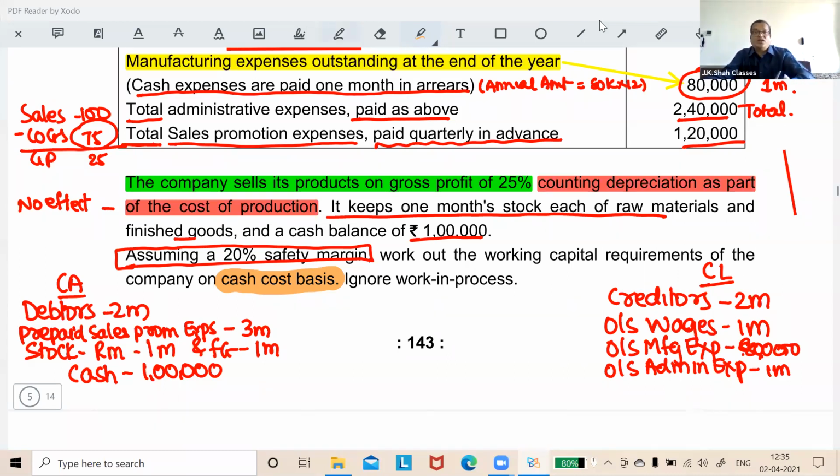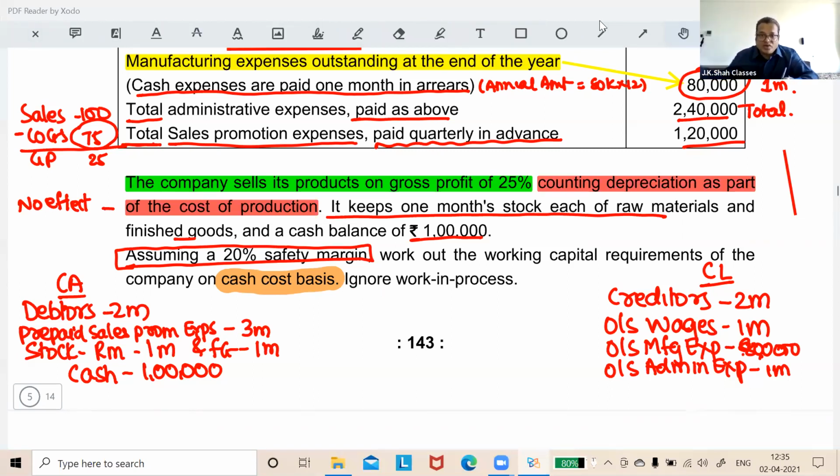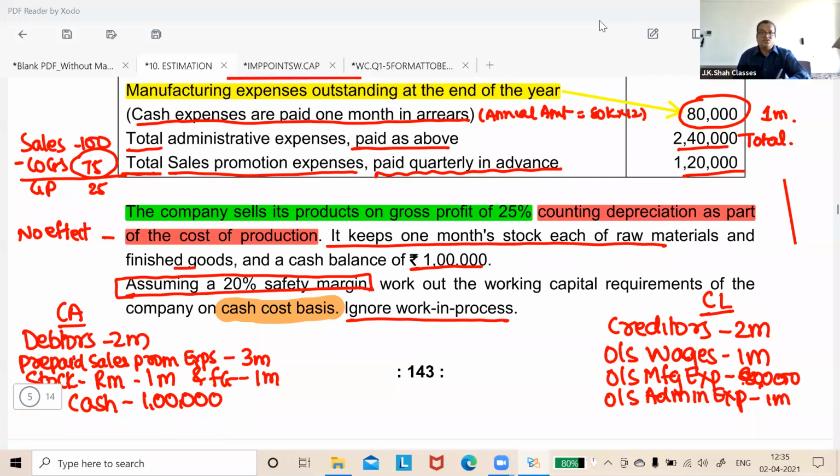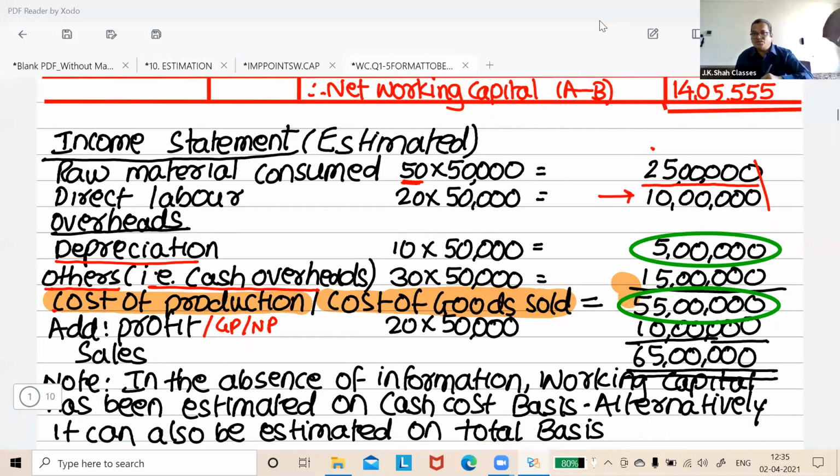And then what are you told? Ignore. No, sir, ignore. Then why read? But at least you should know now what to ignore. Ignore what? Ignore WIP. Fine. Anyways, WIP duration is not given in the question. Okay. So let's start with it. First we will, as usual, make an income statement presentation out of this.